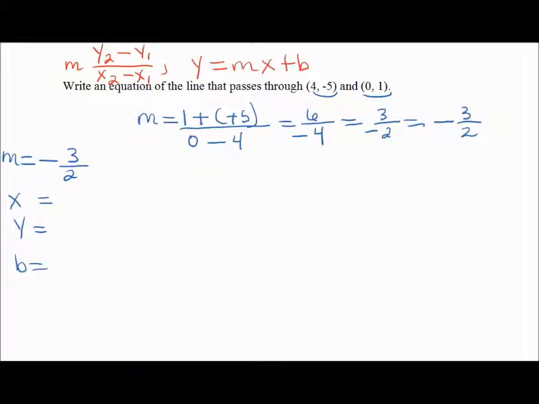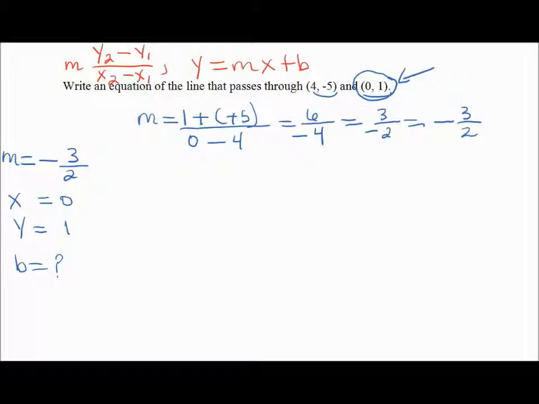The x and the y, I get it. I pick a point. It doesn't matter which point. I could pick 4 and negative 5, or I can use 0, 1. I'm going to tell you something about myself. If it has a 0 in it, I'm all in. I'm using this point 0, 1. So for my x value, it becomes 0. My y value, it becomes 1. Once again, it does not matter which point that you pick because they're both on the same line, so you'll get the same equation. They're on the same line.